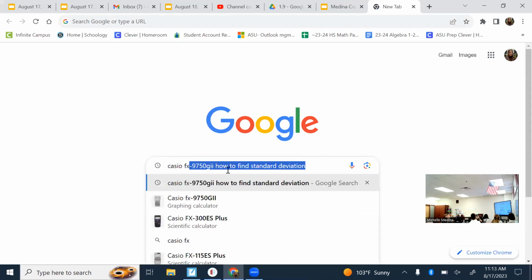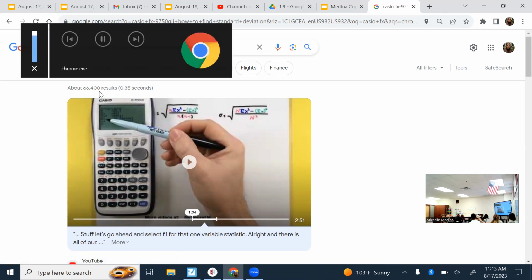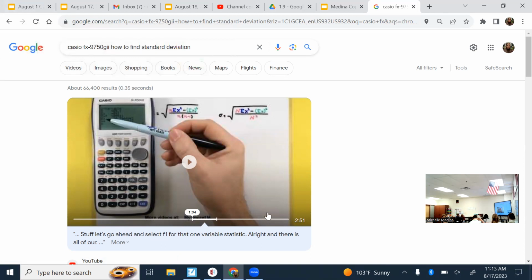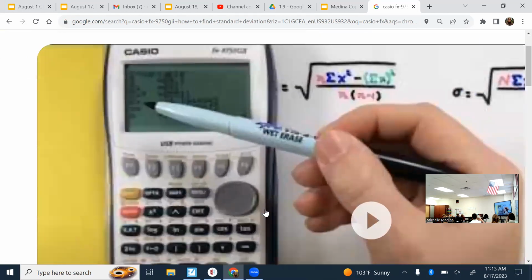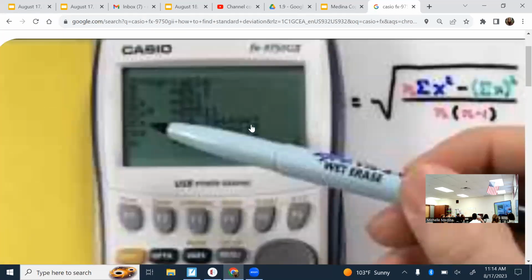FX, and you can already see it pops up because probably tons of other people have looked up that before, and say I want to find the standard deviation. I type that in, and then look, a video pops up. There's videos for pretty much anything you could do with the calculator, and this person will walk you through it step by step. And it even gets to right where they're actually showing you with the calculator. So that's what you will have to do with whatever calculator you buy or use or check out.